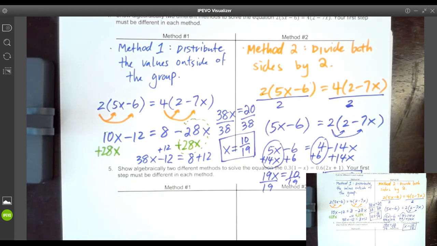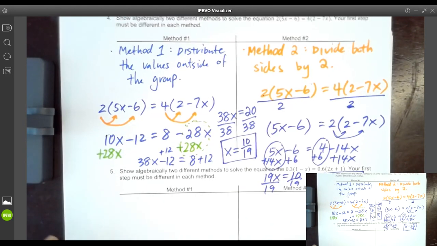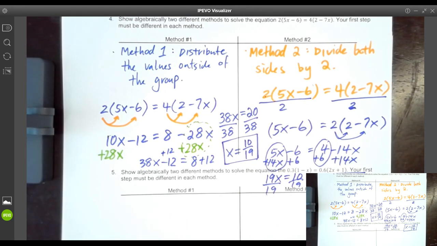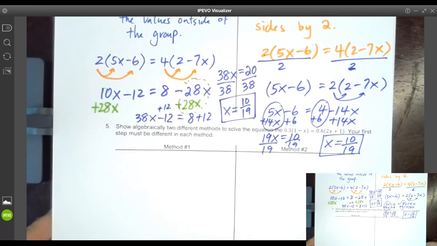Okay, these questions are taking a little bit more time. That's totally normal, right? We are at the stage of solving for a variable with variables on both sides, and obviously that is going to take a little bit more time than just having a variable on one side.